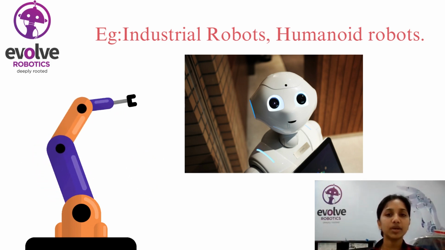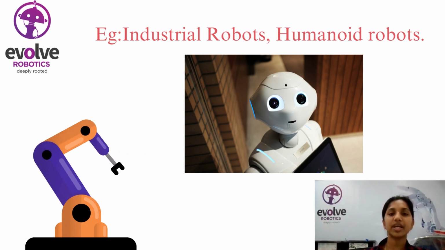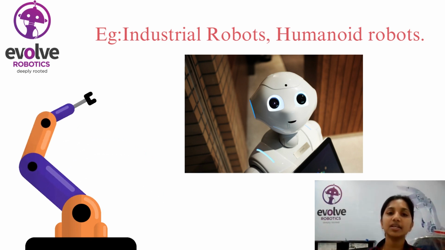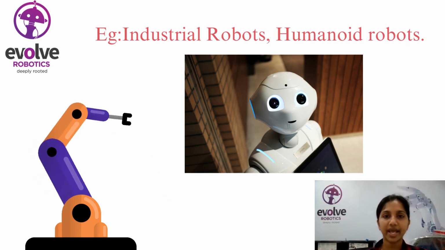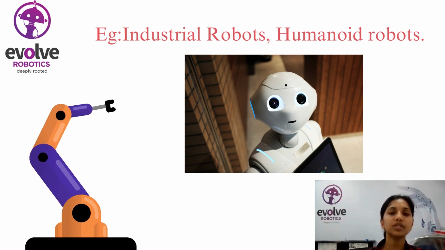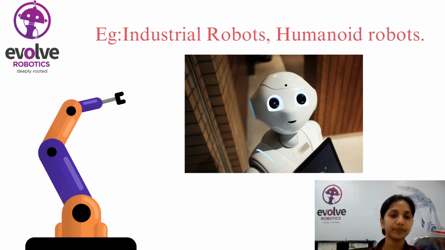Another one is the humanoid robot. Humanoid robot means the structure looks exactly like a human. They have arms, legs, and a head. So human-shaped robots are known as humanoid robots.